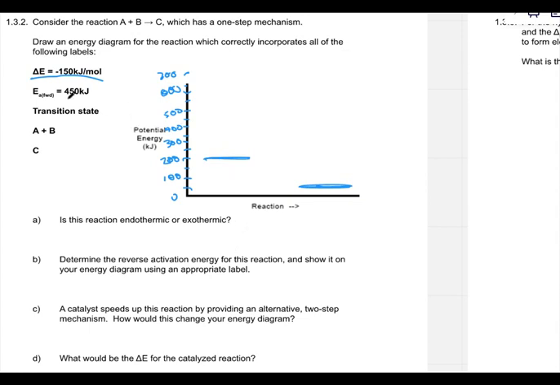Now, they want something else here. They also say they want an activation energy of 450. So for this, imagine you're standing here, and to get over the bump in the middle, you would have to climb 450 units. So now we have to add that in. Starting from 200, we have to go up 100, 200, 300, 400, and 50. That's the height of the middle bump.